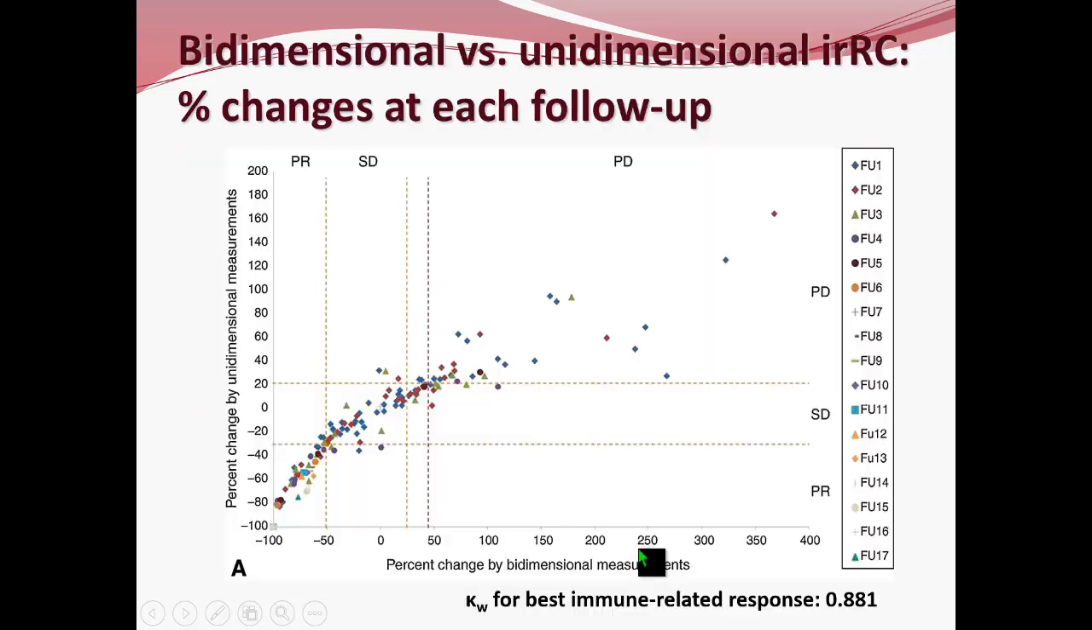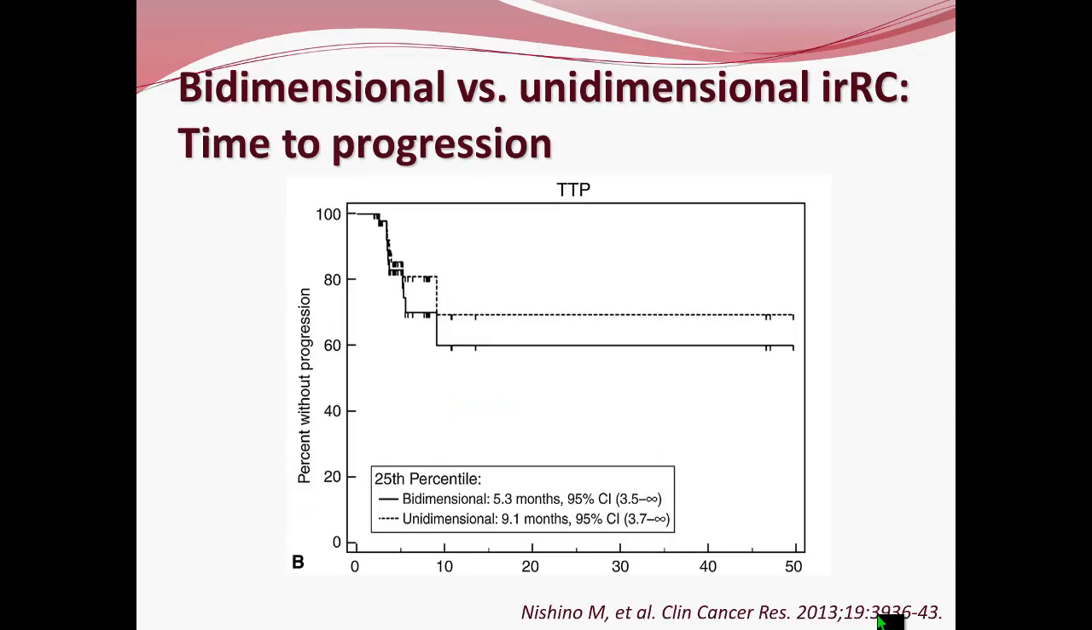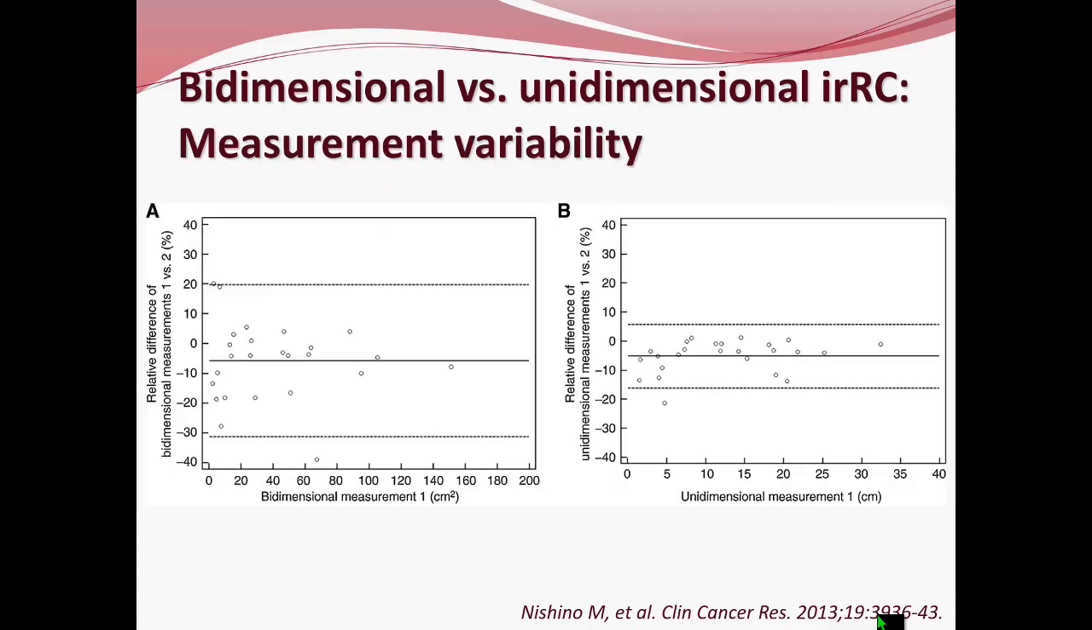inter-observer variability. And this is showing the response results comparison by the two approaches. These are percent changes by the bidimensional approach versus the unidimensional approach. Each data point represents the percent change of one scan in each patient, and data points in these middle boxes are the concordant assessments. As you can see, the majority of the data points are in concordant boxes, with a high kappa value of 0.88, showing high concordance between the two measurement approaches. There is no evidence of a difference in time to progression by the two approaches.